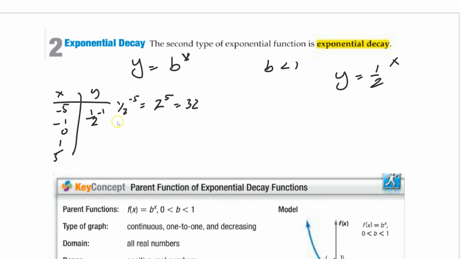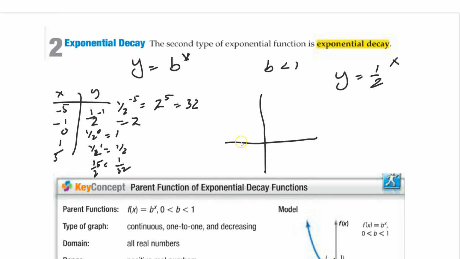1/2 to the -1 power flips it, you just get 2. 1/2 to the 0 power is 1. 1/2 to the first is 1/2. And then 1/2 to the 5th power is 1 to the 5th, which is 1, over 2 to the 5th, which is 32. So we have that. If we graph it, -5 goes to 32, so it's way up here. -1 goes to 2. 0 goes to 1. 1 goes to 1/2, so it's right here. And then 5 goes to 1 over 32, which is right up near 0.